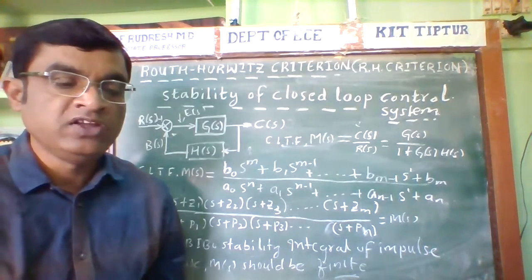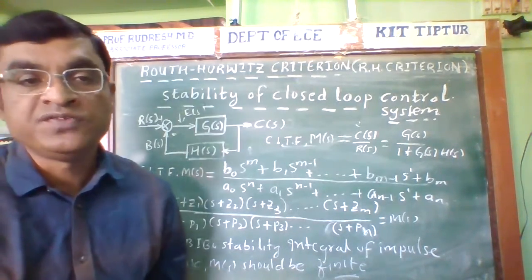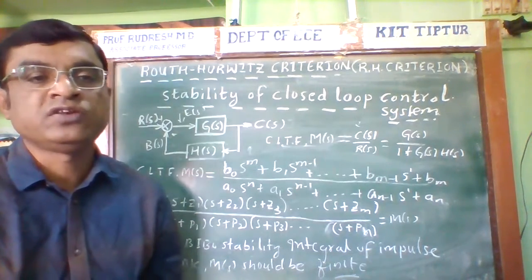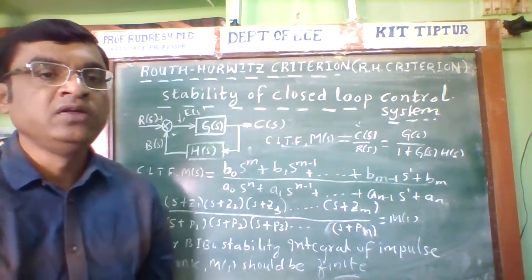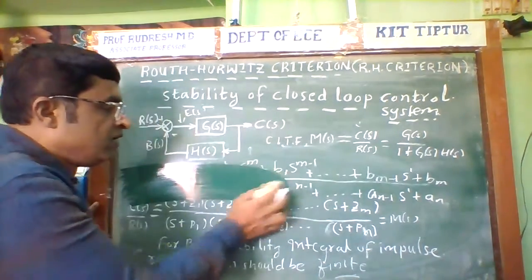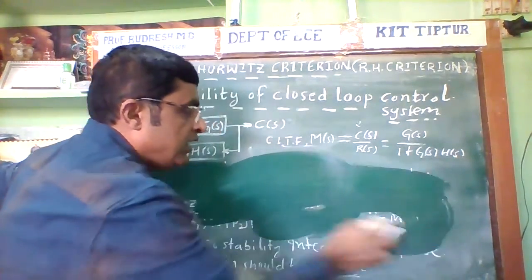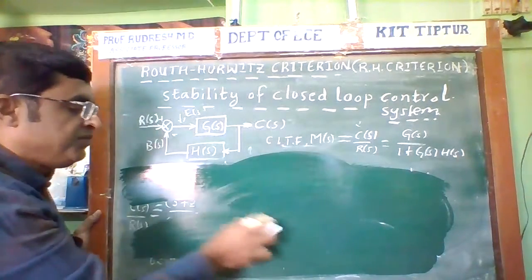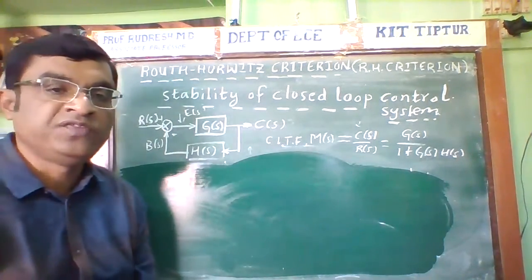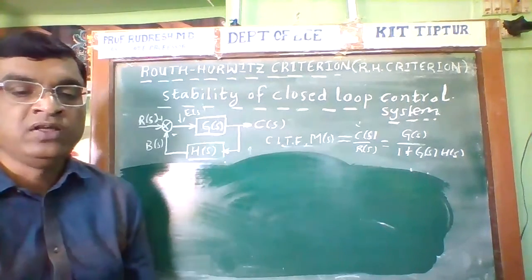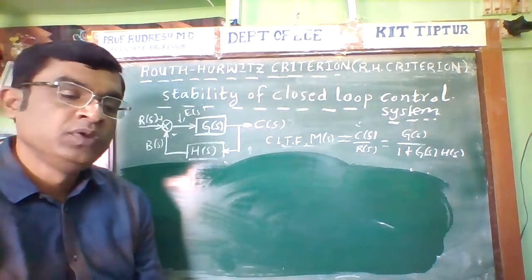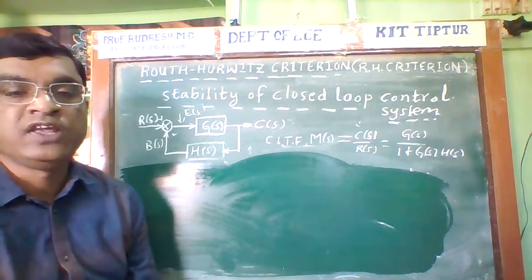The first step in analyzing the stability of a control system by using the RH criteria is to verify the necessary condition of stability and also the sufficient condition of stability. For the necessary condition, the first step is to examine the characteristic equation.